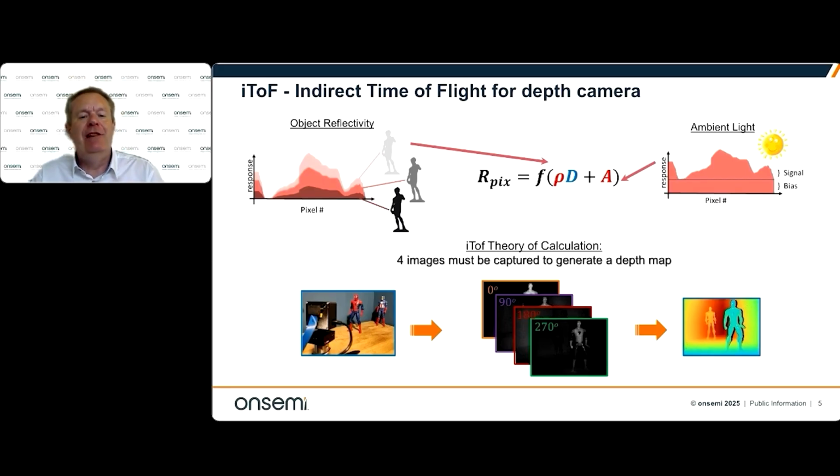Then the iToF theory of calculation, you're doing phase shift. You need 4 images. So you need 4 phases, 0 degrees, 90 degrees, 180 degrees, 270 degrees. So you get 4 phase shifts in order to generate a depth. Okay, and I'll explain how that works and why that's important. So hopefully that gives you a background into how indirect time of flight works.